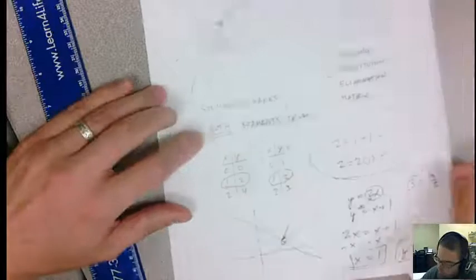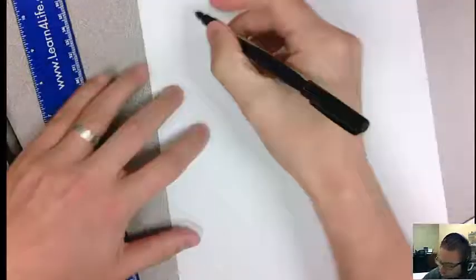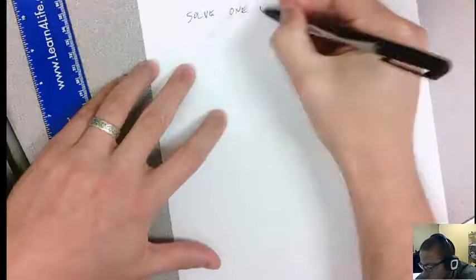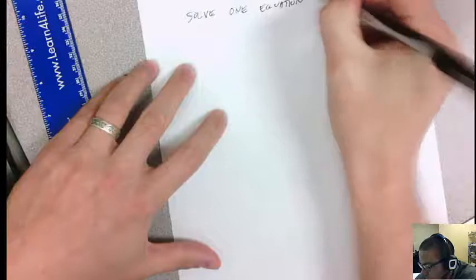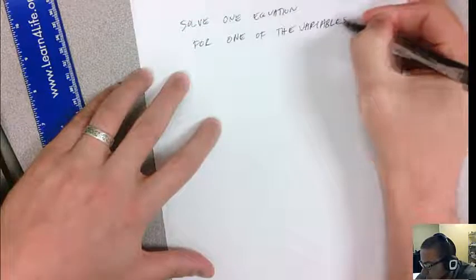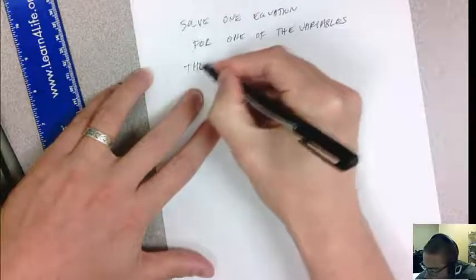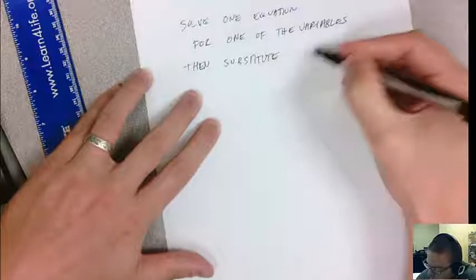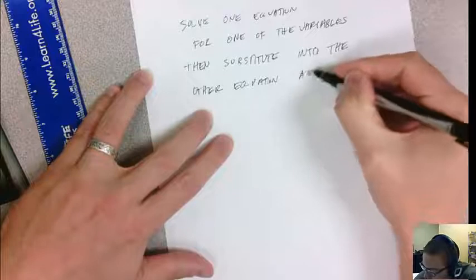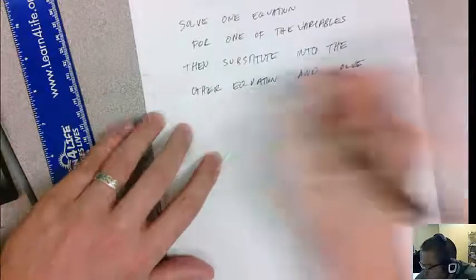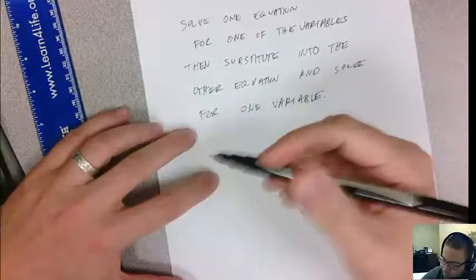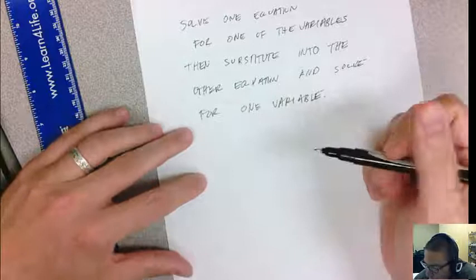Okay, so substitution method, the steps to do that is basically solve one equation for one of the variables, then substitute into the other equation, and solve for the one variable. Now that you have a solution for one variable, you substitute back into either equation and find the other variable.